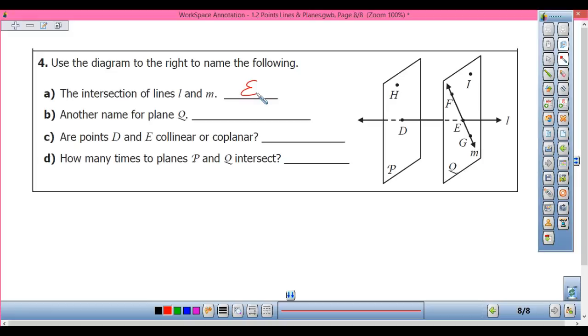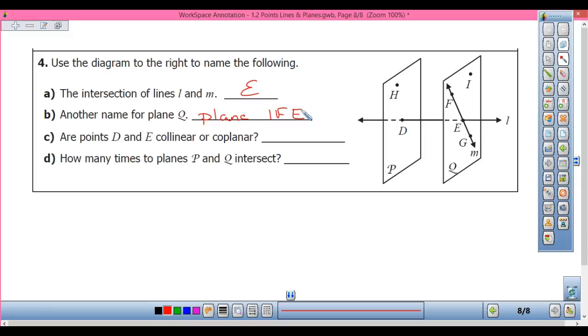Okay. Another name for the plane Q. IFE. Yep, remember you need 3 points, 3 non-collinear points. So could I have gone FEG? No. I had to include I in there because they couldn't all be on the same line.